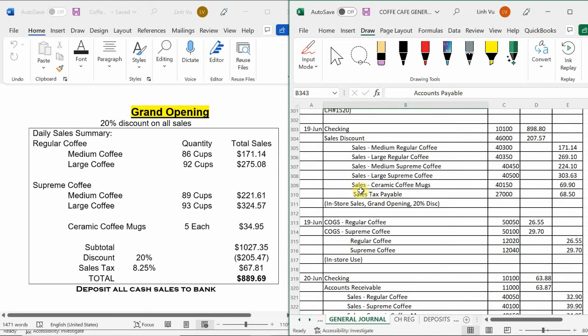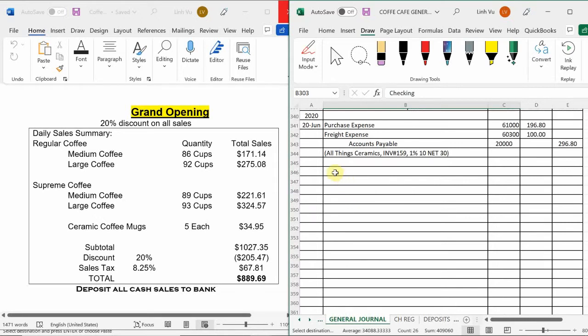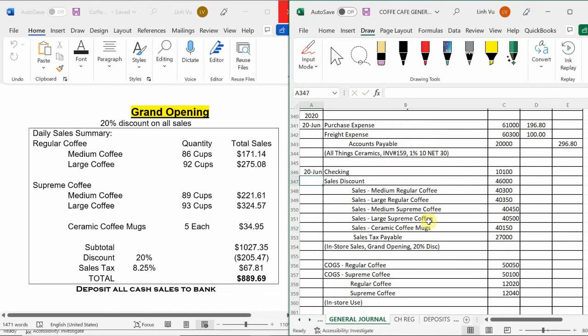Yeah, so let's see. So, this one right here. Today is the 20th. So, how much money did we receive? $889.69. Okay. How much was the discount? 20%, which was 205.47. Okay. What was the sales for the medium regular coffee? 171.14. Okay.